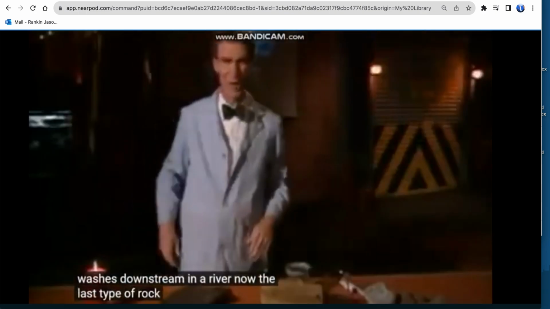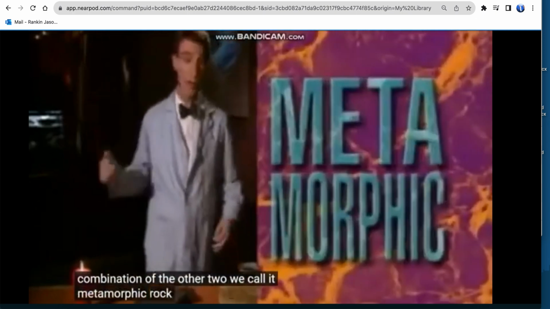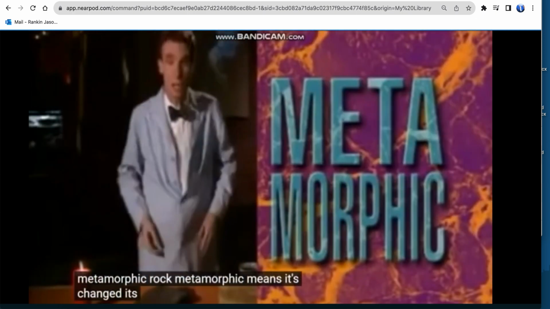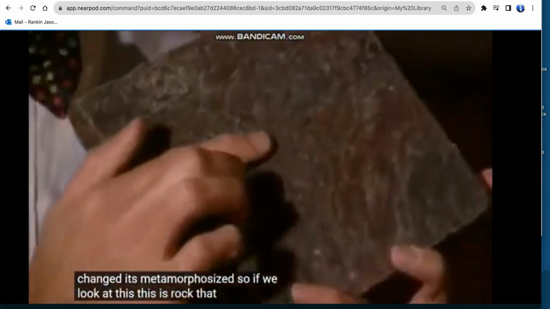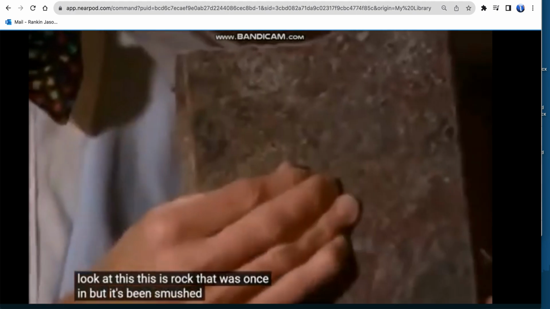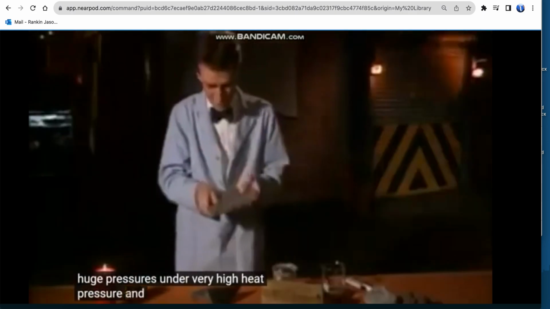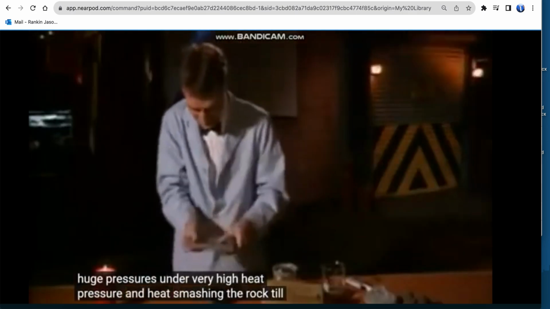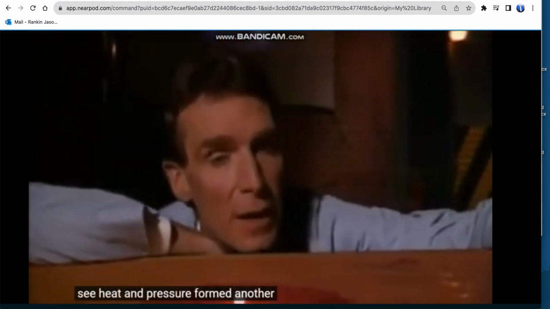Sedimentary rock often has layers in it because that's the way sand washes downstream in a river. Now, the last type of rock is sort of a combination of the other two. We call it metamorphic rock. Metamorphic means it's changed, it's metamorphosized. This is rock that was once sand, but it's been smushed together by huge pressures under very high heat. Pressure and heat, smashing the rock till it's just crushed flat like this. See, heat and pressure formed another rock.